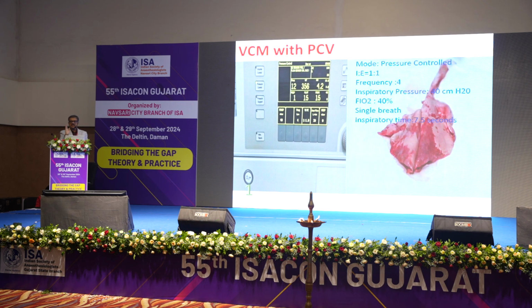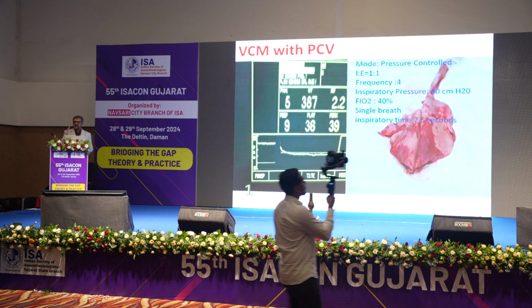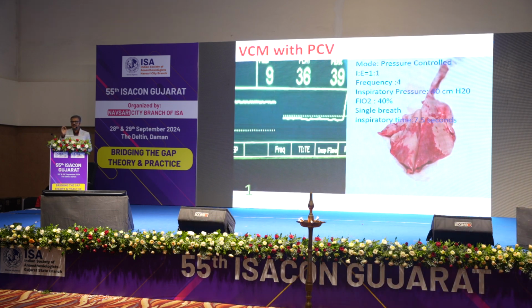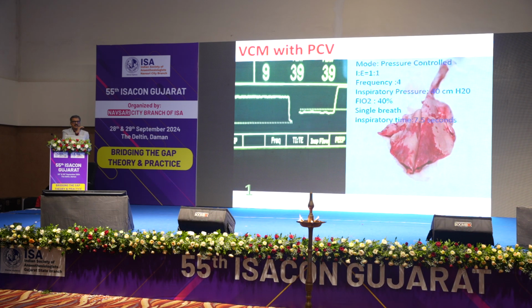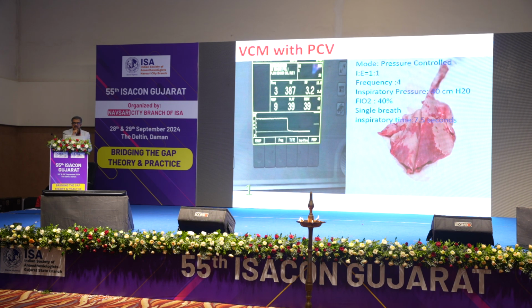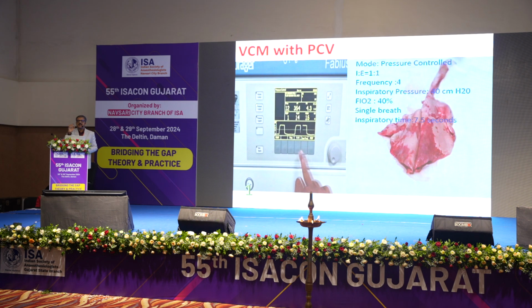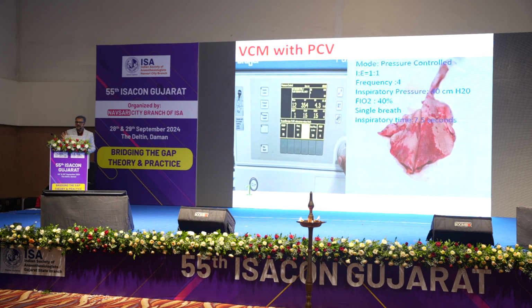Now we are changing the I:E ratio to 1:1. It means that from 15, half, 7.5 seconds will be inspiratory time and 7.5 will be expiratory time. And you have set your airway pressure as 40. So for 7.5 seconds, 40 centimeters of H2O pressure will be delivered. That will recruit the lung completely.